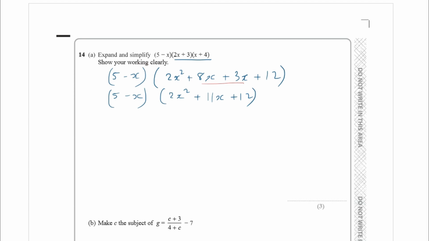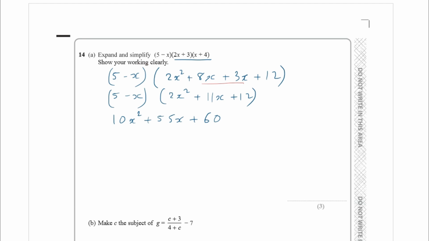And now we're going to go ahead and distribute. Now this is very similar to the FOIL technique, and you're going to have to do 5 times everybody and negative x times everyone. So if I just draw some arrows here for you to understand, the 5 is going to have to be multiplied by 2x squared, and then 11x, and then 12. And the negative x will have to do the same thing. So essentially you're multiplying everyone by everyone. And with that in mind, 5 times 2x squared is going to be 10x squared, and 5 times 11x is 55x's, and 5 times 12 is 60.